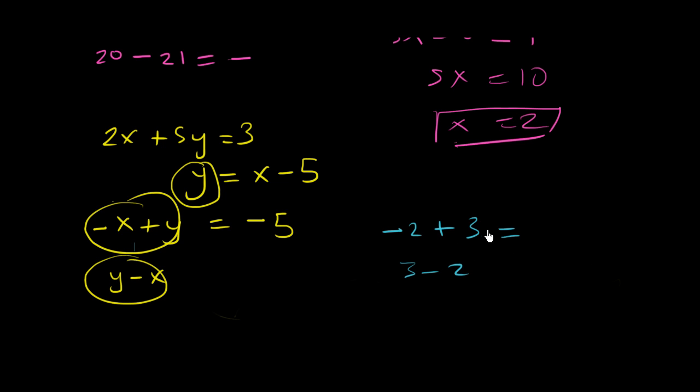Minus 2 plus 3 gives you positive 1, right? You're at minus 2 and you add 3, you cross the 0 and you end up on positive 1. Similarly, if you do 3 minus 2, you're also going to get 1. So it's the same to do minus 2 plus 3 as to do 3 minus 2. It's exactly the same. And that's what we've done here. Minus x plus y is the same thing as y minus x.